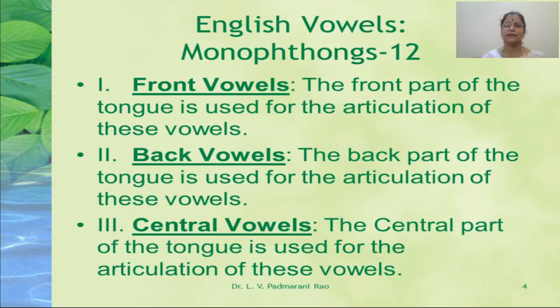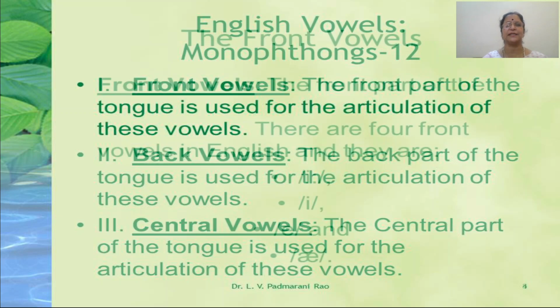English sounds have got 20 vowels and 24 consonants. Of the 20 vowel sounds, 12 are called monophthongs and 8 are called diphthongs. If the front part of the tongue is used for the production of the sounds, they are called the front vowels. If the back part of the tongue is used, they are called back vowels. And if the central part of the tongue is used, they are called the central vowels.